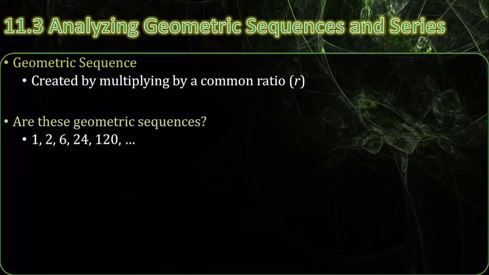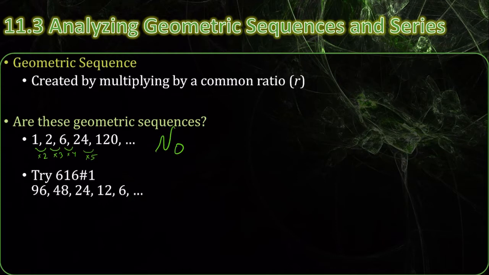So, is this geometric? Well, let's see. This is times 2. That's times 3. That's times 4. And that's times 5. Is that the same thing? No. It's not geometric.